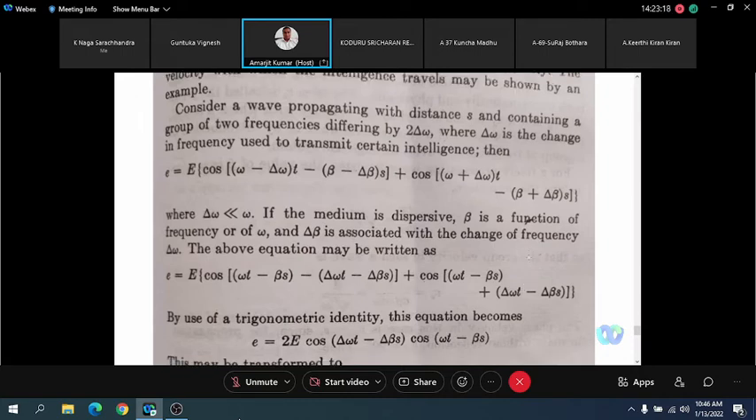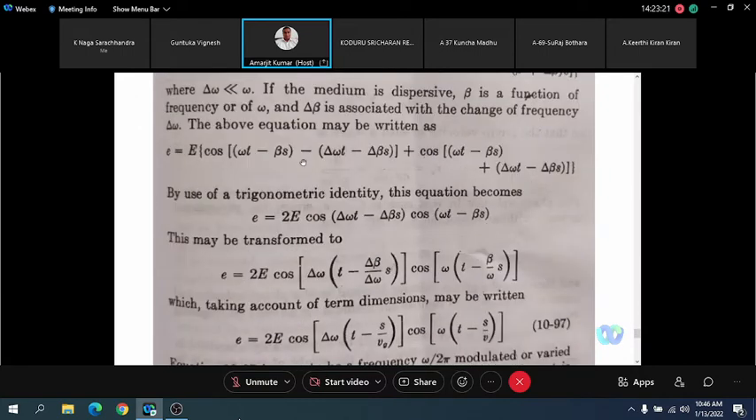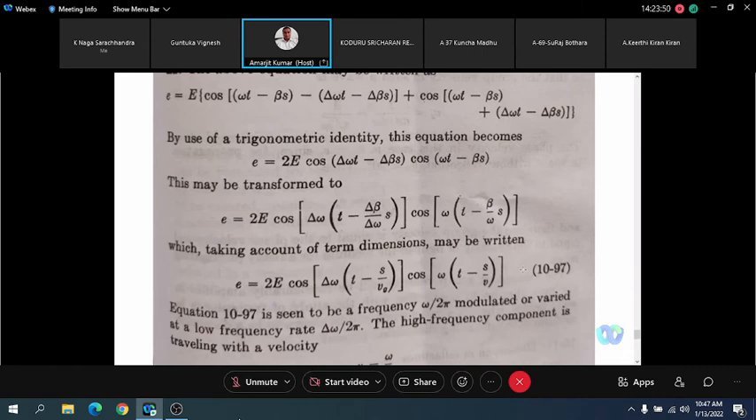So if you do this trigonometry, this voltage will be equal to 2E cos of delta omega t minus delta beta s into cos of omega t minus beta s. Some arrangement if you do again, 2E cos delta omega, take it as common: t minus delta beta upon delta omega into s. Here also take omega common: t minus beta upon omega into s. So the actual velocity is equal to omega upon beta.